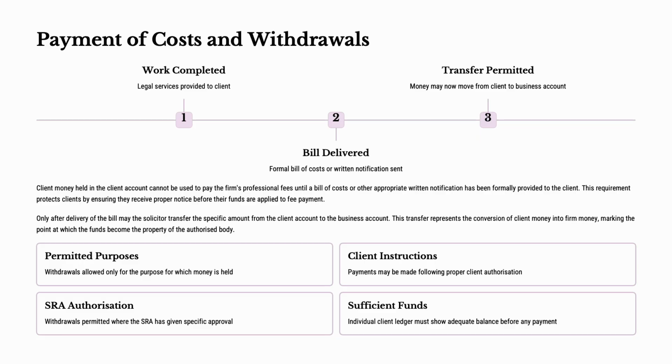No robbing Peter to pay Paul. You can't take Peter's money to pay for Paul's debt. Of course, even if Peter doesn't notice it, the SRA is there to notice. So it can be for permitted purposes, client instruction or SRA authorization, and you must ensure there are sufficient funds available in the account of that client for what you are going to transfer. Work completed, bill delivered, transfer permitted. We have just created a timeline on the top. You can just look at it.